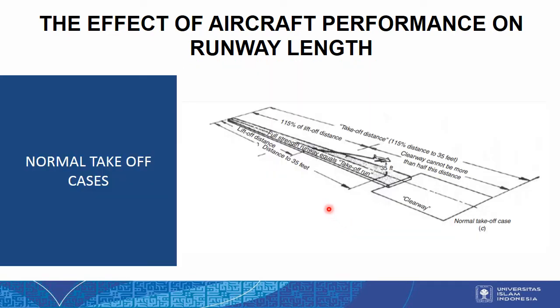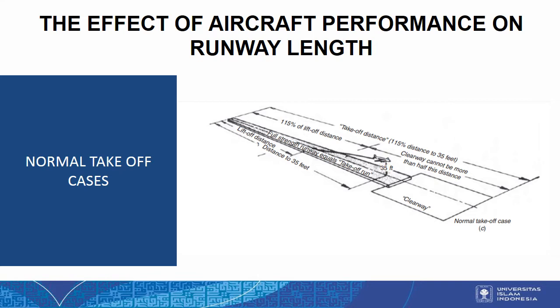First of all, let's talk about the normal takeoff case. The normal takeoff case is the runway length required for a normal takeoff with all engines fully operating. In the normal takeoff case, we have the lift-off distance from here to here, and we also have the distance to 35 feet. This is the distance when the aircraft reaches 35 feet from the ground.